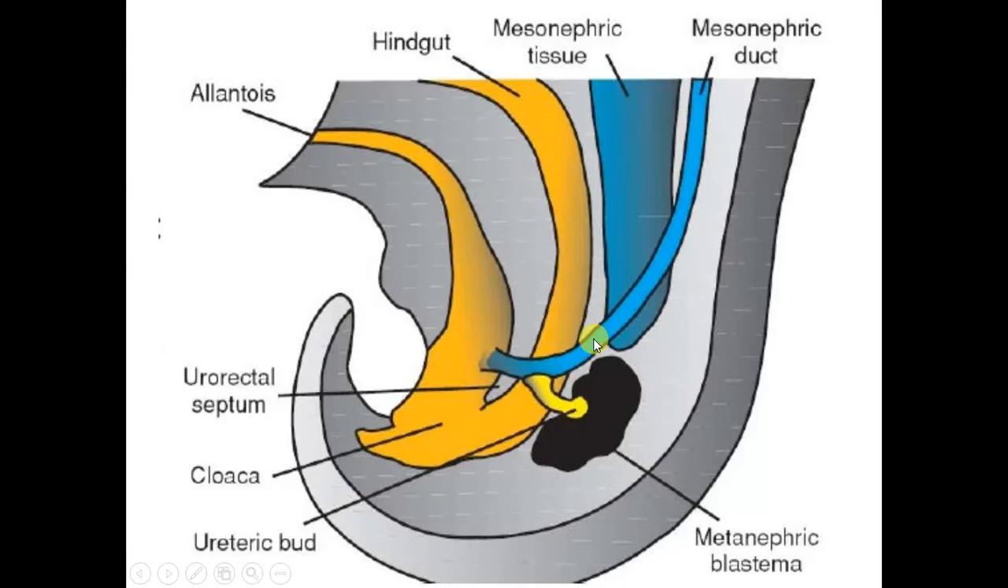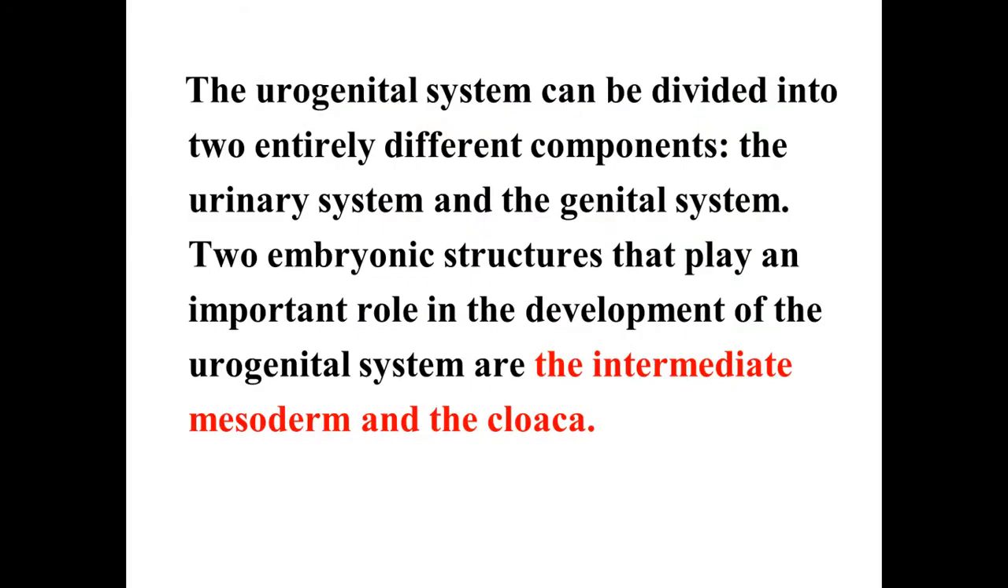So this will develop into part of the genital system, duct system, and this will be part of the definitive kidney, the ureters, that will enter into the allantois. But initially they are entering commonly into the cloaca, the allantois part of the cloaca. So the urogenital system can be divided into entirely different components, the urinary system and the genital system.